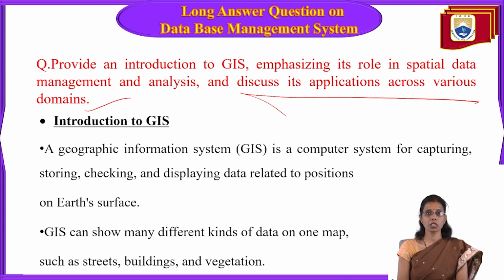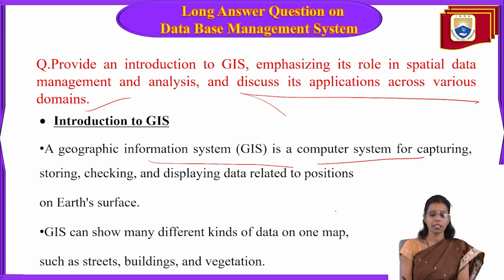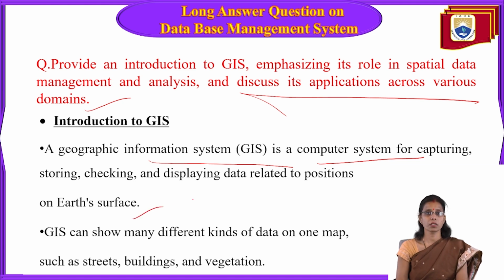So introduction to GIS: a geographical information system is a computer system for storing, checking, and displaying data related to positions on the Earth's surface. It will help us to relate the positions on the Earth's surface, and GIS can show many different kinds of data on one map. It can tell us about the streets, the buildings and vegetation.